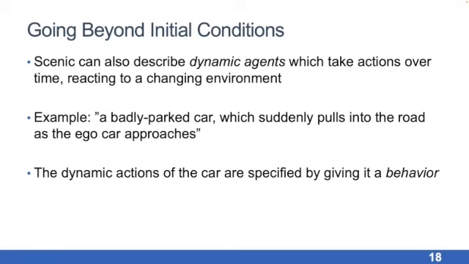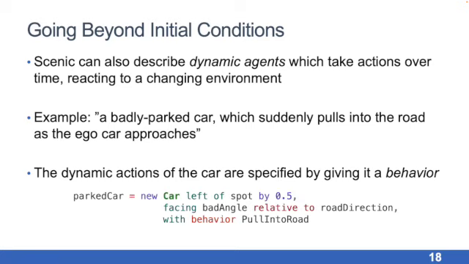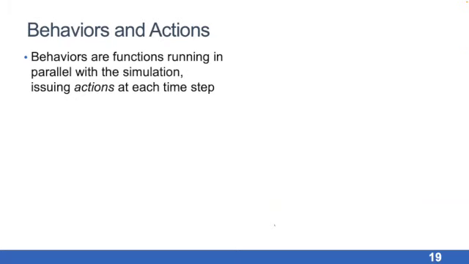The way we do that in Scenic is by giving it what we call a behavior. So here's that little bit of code we had before, basically for creating the parked car. The new bit we're adding here is one last line saying the behavior property is set to this pull into road thing. And that's a behavior that we can define. So the way to think about behaviors is you can think of them as functions that are running in parallel with the simulation. So every agent has one of these behaviors. Every time step of the simulation, each agent's behavior picks which actions it wants to take for that time step.